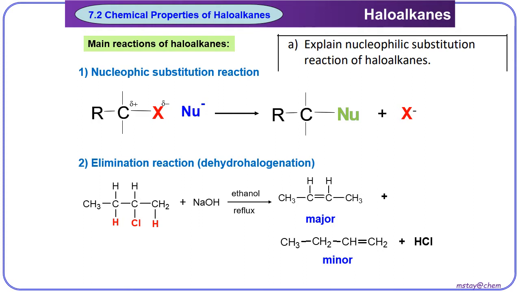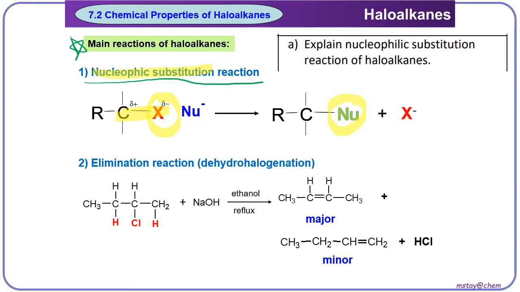One of the main reactions carried out by haloalkane is the nucleophilic substitution reaction. As we know, the bond between the carbon and halogen is a polar bond, so the halogen will later be replaced by the nucleophile. That's why this reaction is known as the nucleophilic substitution reaction.